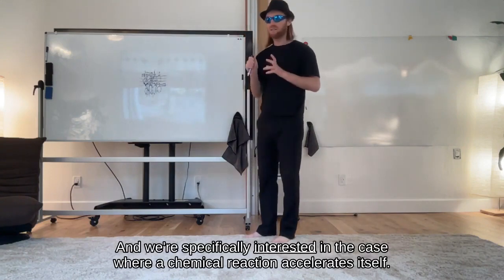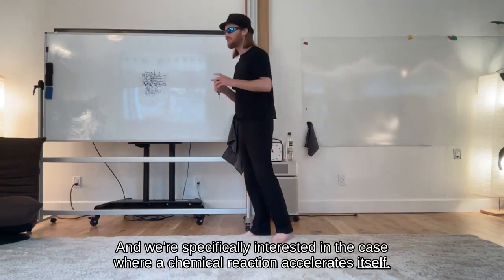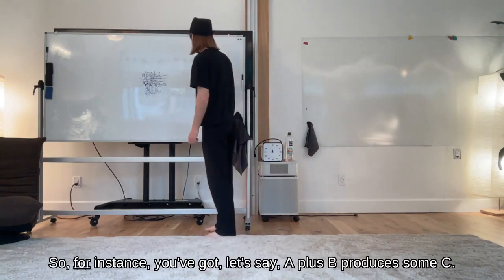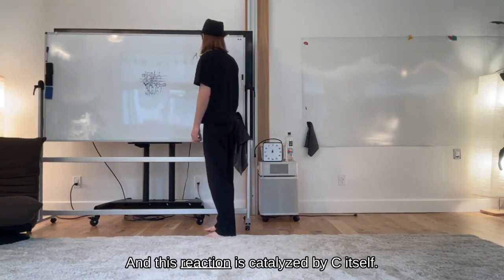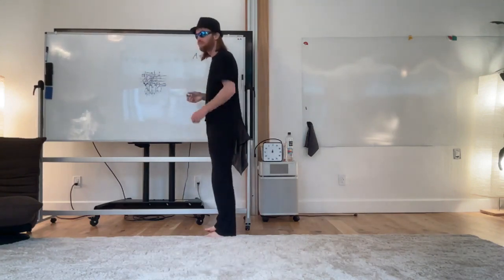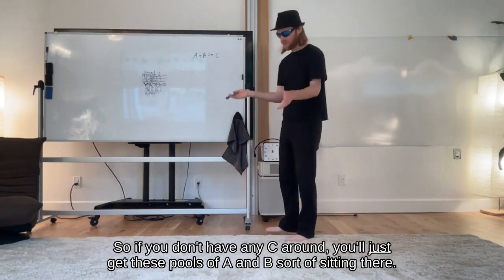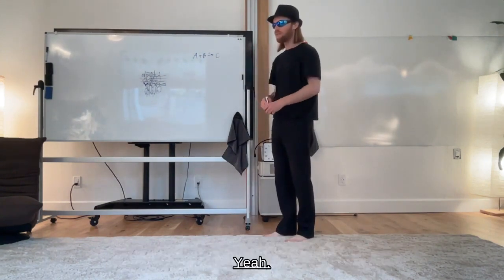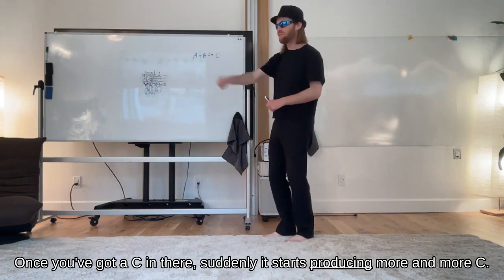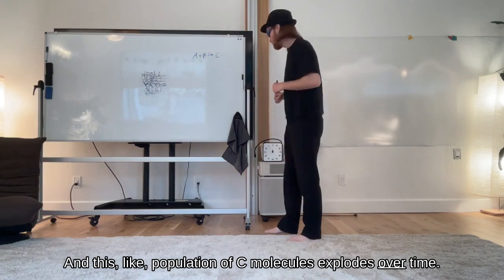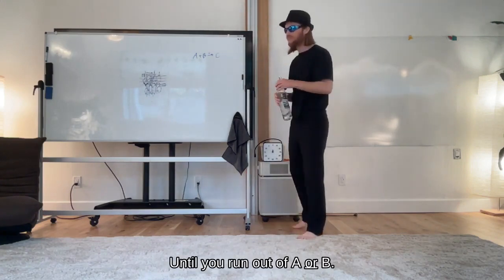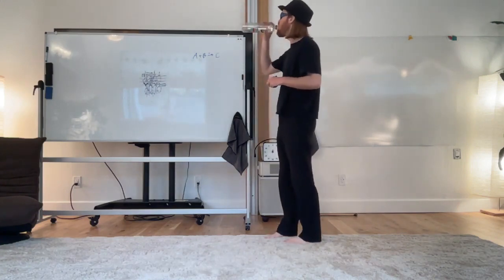And we're specifically interested in the case where a chemical reaction accelerates itself. So, for instance, A plus B produces some C, and this reaction is catalyzed by C itself. If you don't have any C around, you'll just get these pools of A and B sitting there. Once you've got a C in there, suddenly it starts producing more and more C, and this population of C molecules explodes over time, until you run out of A or B.